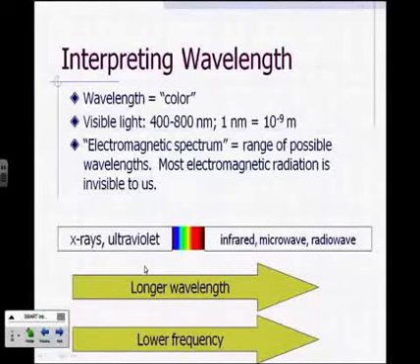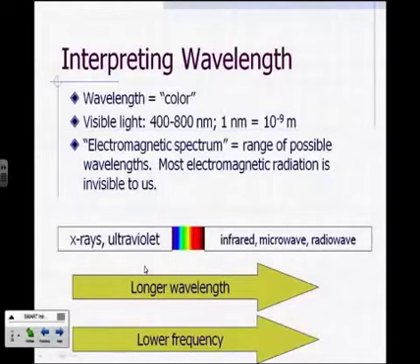How do we interpret wavelength? Wavelength is related to what we perceive as the color of the light. As you know, visible radiation ranges from 400 to 800 nanometers. And the term electromagnetic spectrum refers to the range of possible wavelengths.